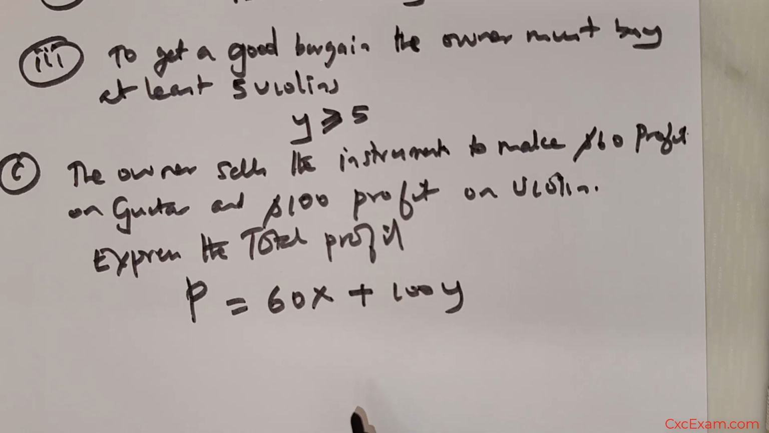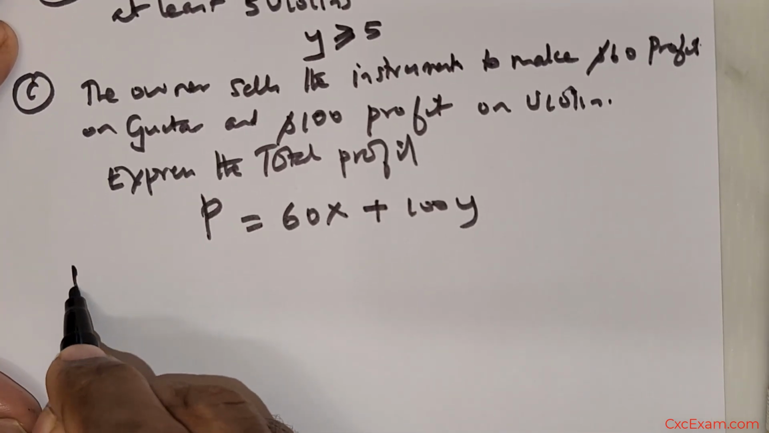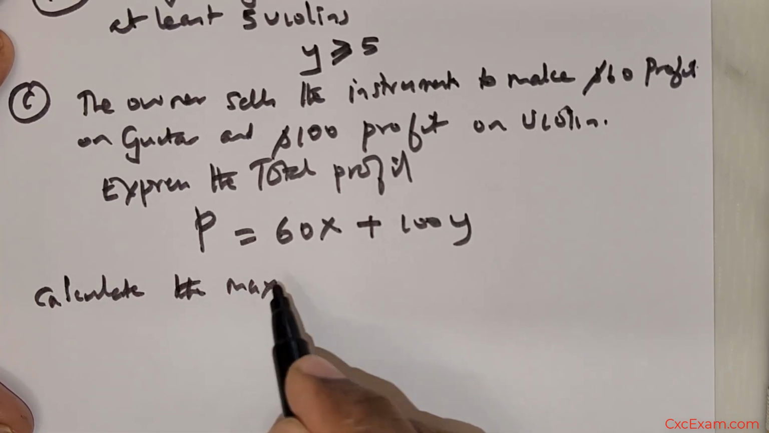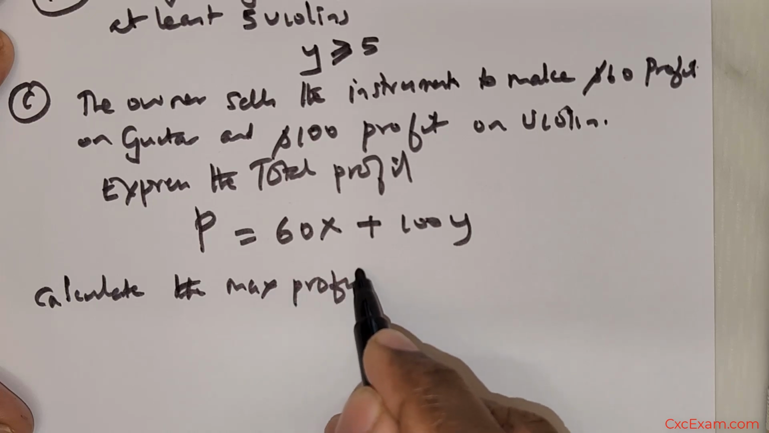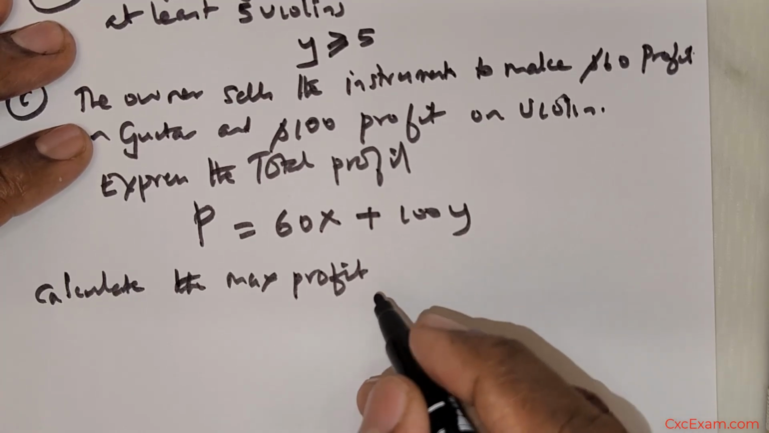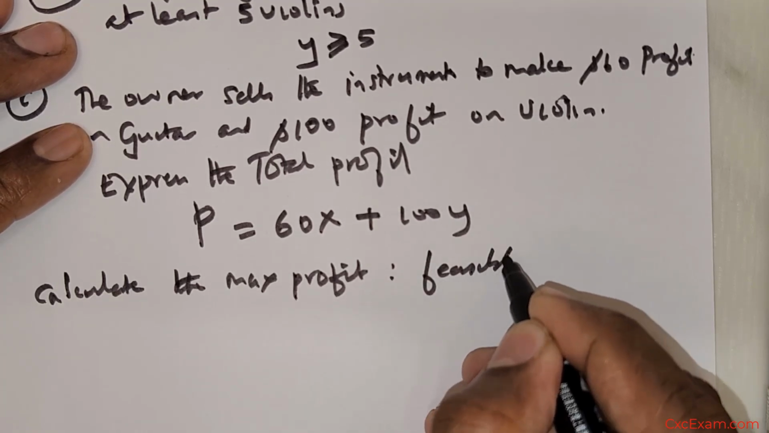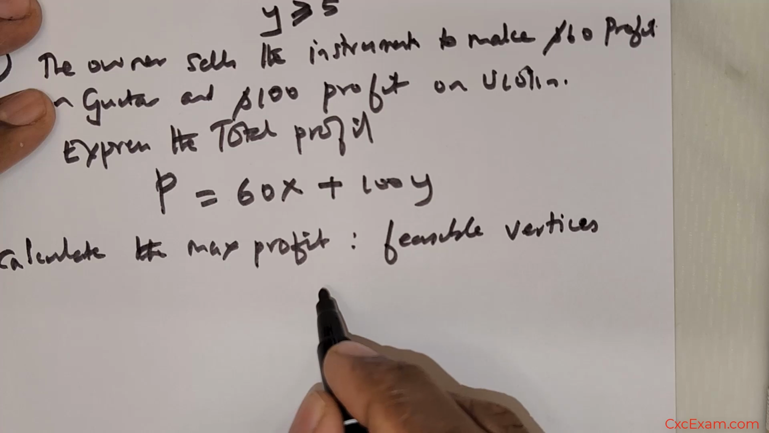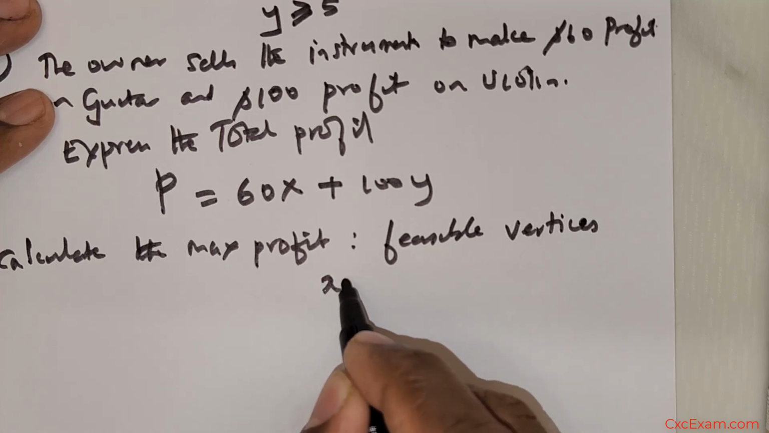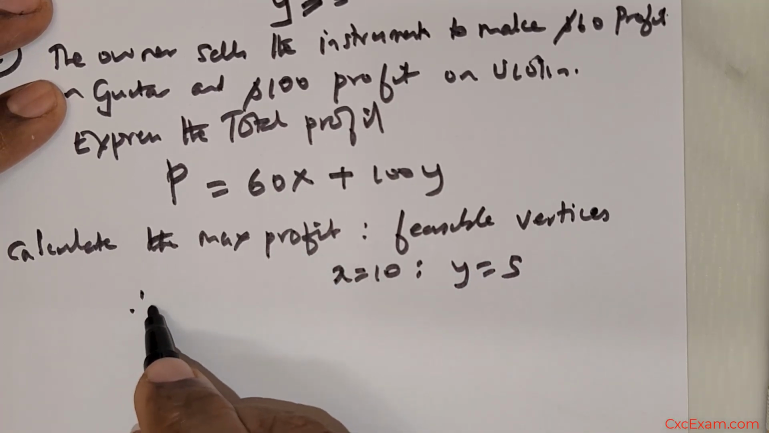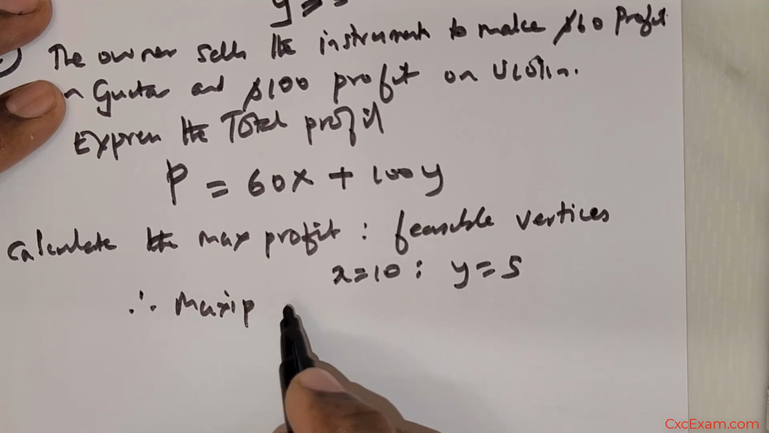Now the next question is calculate the maximum profit. For that, when you draw the graph, you will find the feasible vertices. From the feasible vertices, you will be able to locate the value of x as 10 and the value of y as 5. So if you substitute, that will produce the maximum profit.